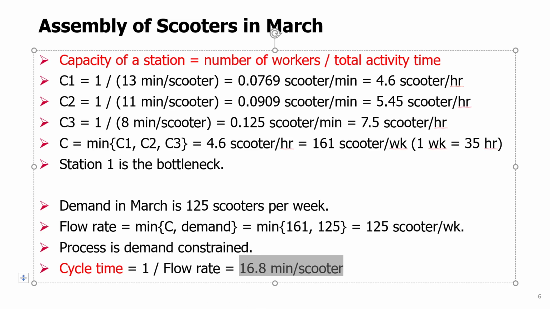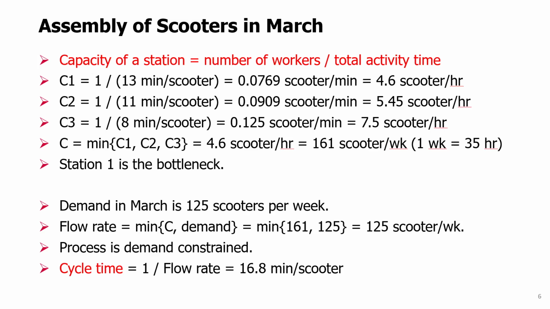So we can actually invert again the flow rate, as we did here with capacity. We did 1 over activity time, then we went from capacity to flow rate, and when we invert the flow rate, we get again activity time, but this is like an available time for each worker to complete each scooter, right? So essentially, each worker will have this much work, 13 minutes, 11 minutes, and 8 minutes, to be done within 16.8 minutes in order to match the flow rate to the demand, 125 scooters per week.